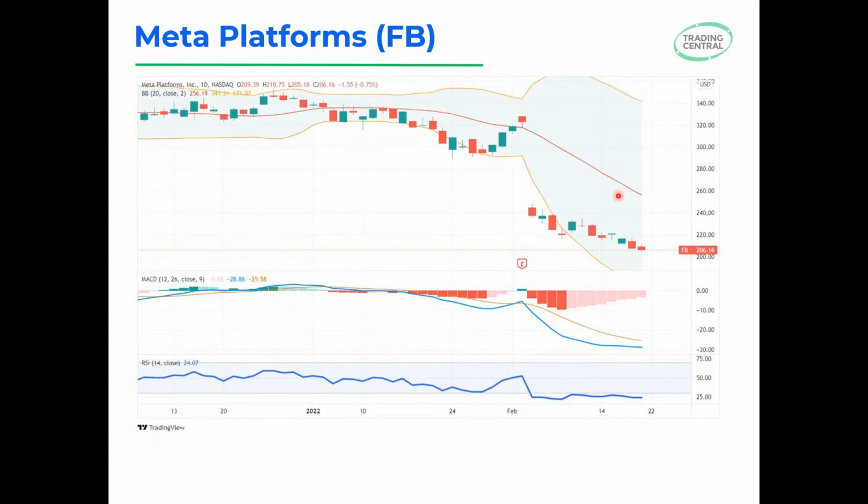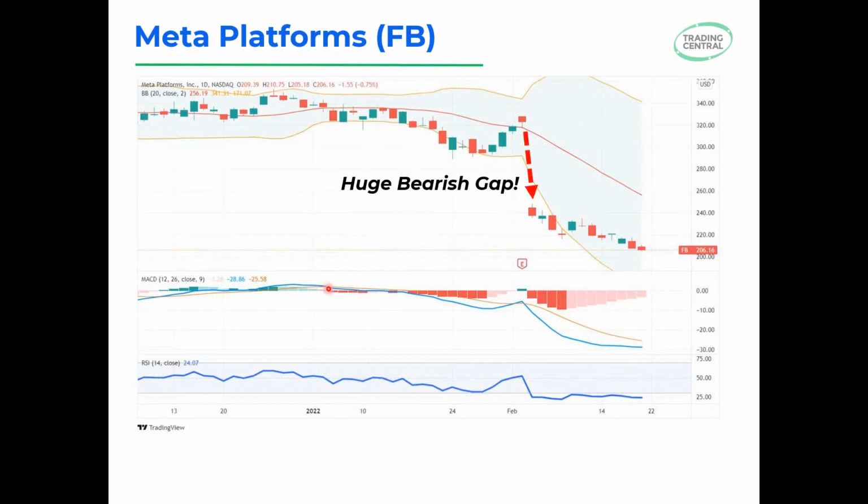Now, you know this one, FB. It has a new name, Meta Platforms, or Meta. Do you know what it is? Facebook. Yes, Facebook. We see a huge bearish gap here at the start of February, and this bearish gap has never been filled. I mean, the share price has not yet come back to here. Rather, the stock price is here, 206.